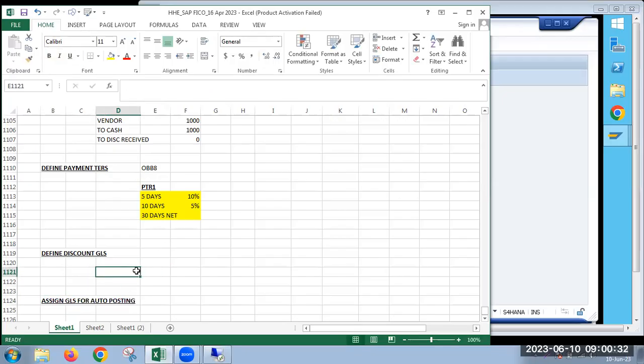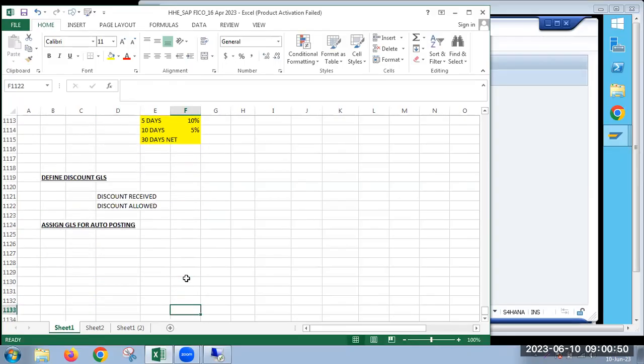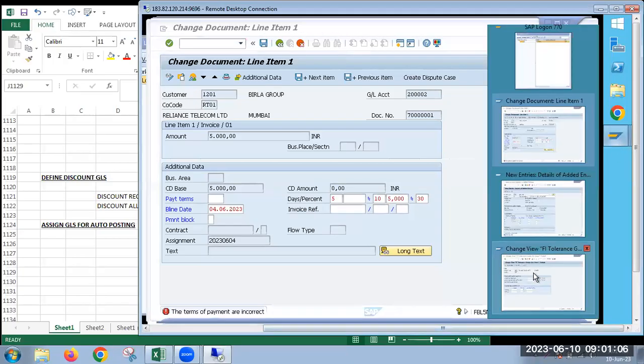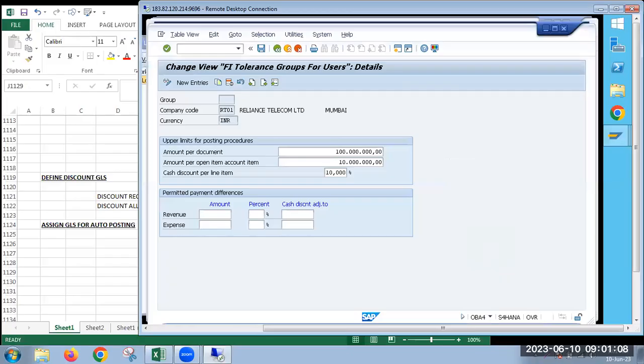So first we will define 2 GL accounts, let it be discount received and let it be discount allowed. Two accounts we have to create first. We got the payment term, now with discount received and allowed. So where can we create this discount received and discount allowed? Revenue and expense, FS00. Yeah, correct. So in FS00, we can create these two GL accounts.